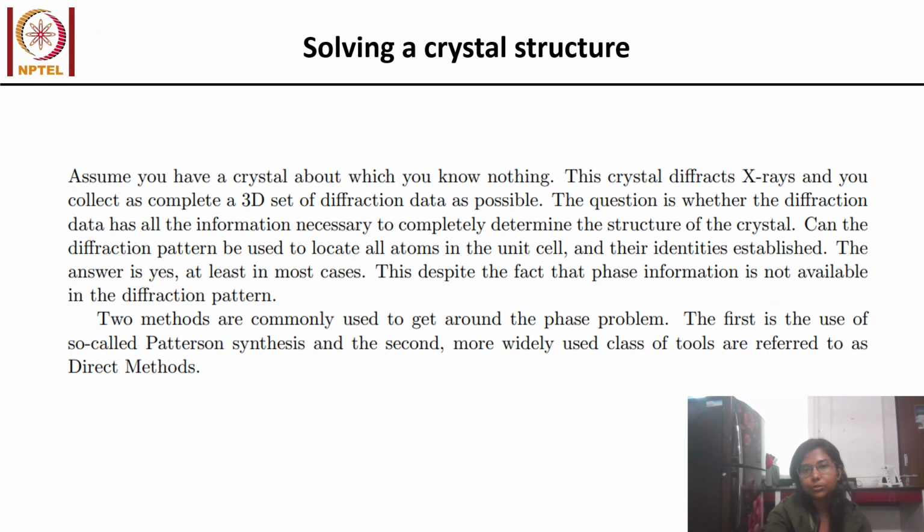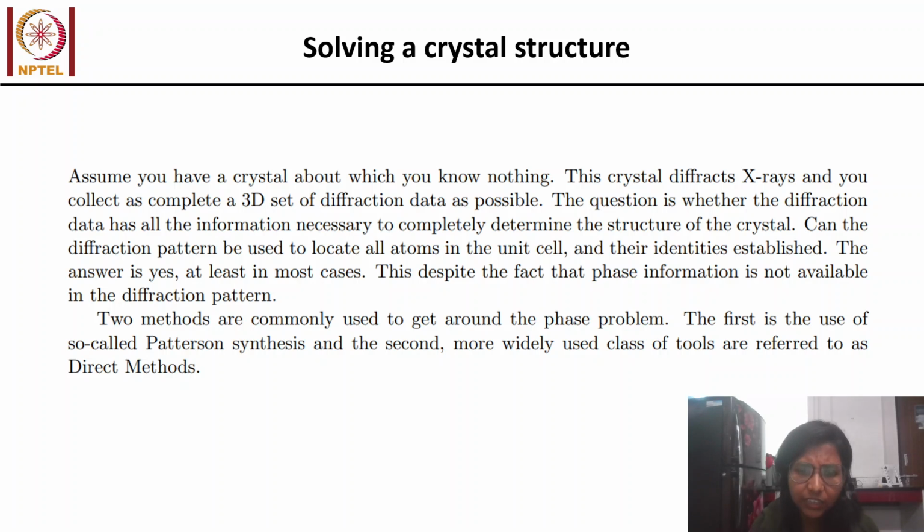Okay, so we will now move on to solving crystal structures. If we have a crystal, and this crystal is diffracting, and we collect the 3D set of diffraction data, as I was talking about in the previous session where we ended, the question is whether the diffraction data has all the information necessary to completely determine the underlying structure of the crystal. Can the diffraction pattern be used to locate all the points in the unit cell containing the positions and the identities of the atoms? The answer is yes in most cases.